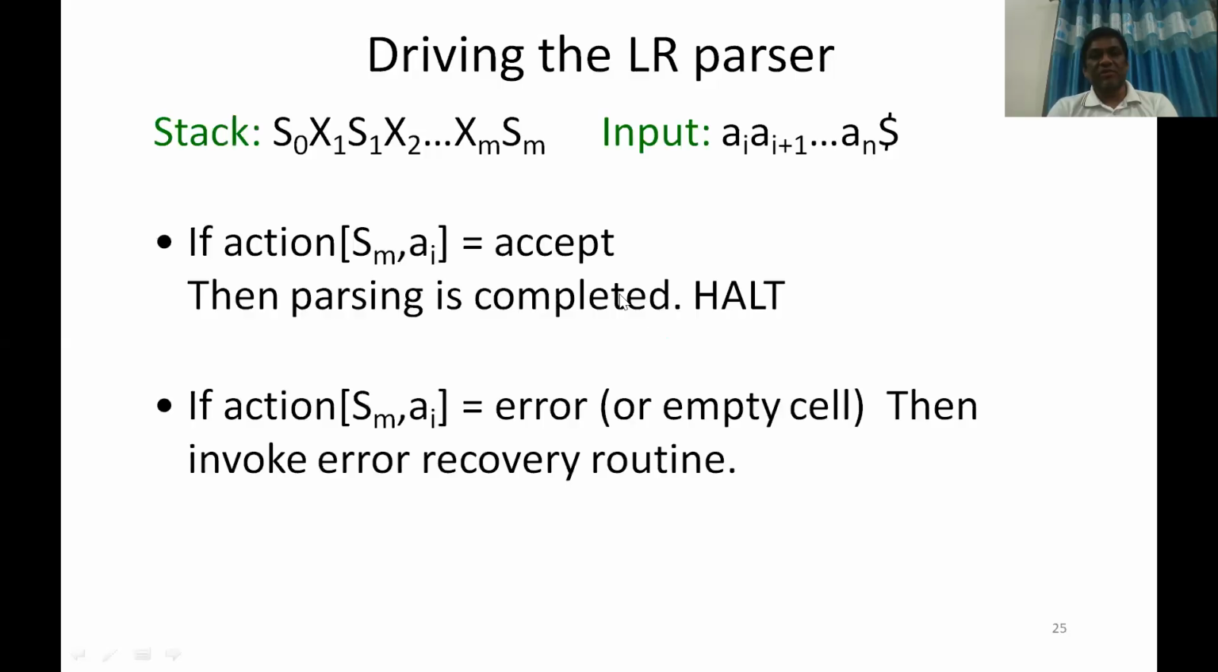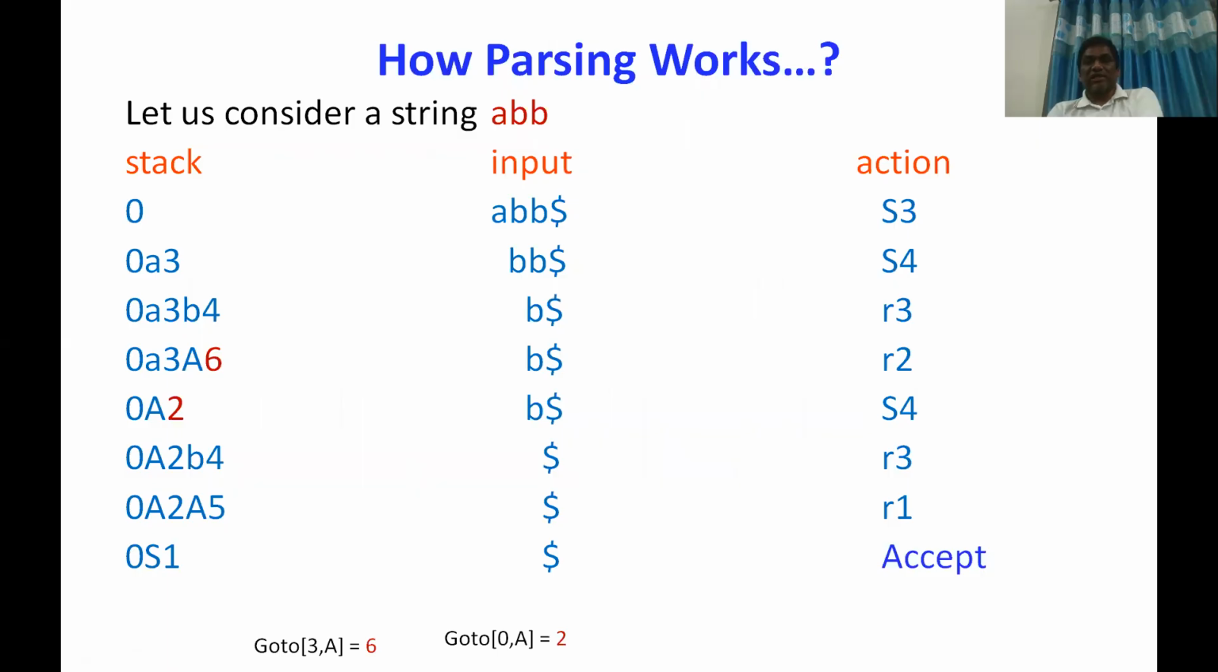And if it is accept, just halt, your string is accepted. If there is no entry in the table, it means it is an error, then perform the error recovery operation. Right? Let us understand this with the help of an example. Say the string I want to parse is small a bb, which can be generated from the grammar.